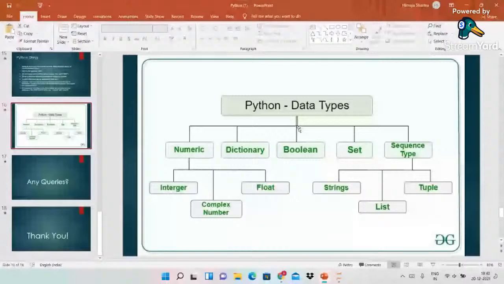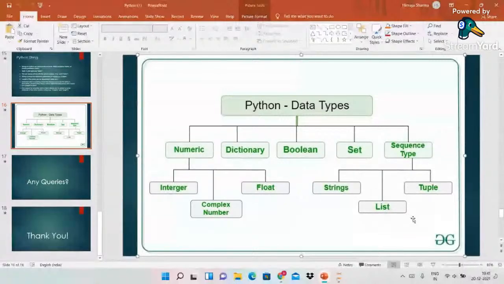So, yeah, and we have set, we have sequence types. In sequence types, we have got 3, and we have discussed one of them. For the past 3 sessions, we have been discussing strings, okay? And the other two types are lists and tuples. Though they seem very similar, there are many differences between them.